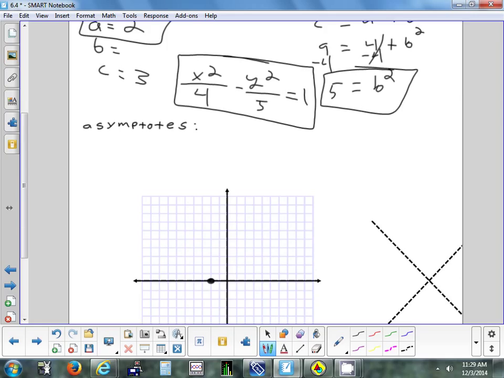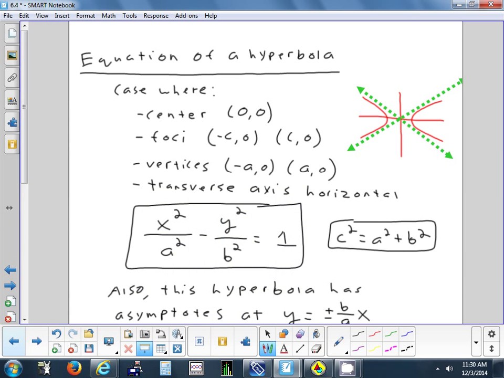Now, they didn't give me the other vertex, but there has to be another one. Where's the other vertex going to be? 2, 0. Yeah, it's going to just be on the other side. Remember, there's a symmetry to it. -2, 0, +2, 0.